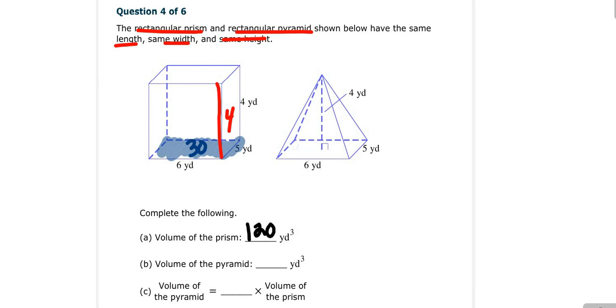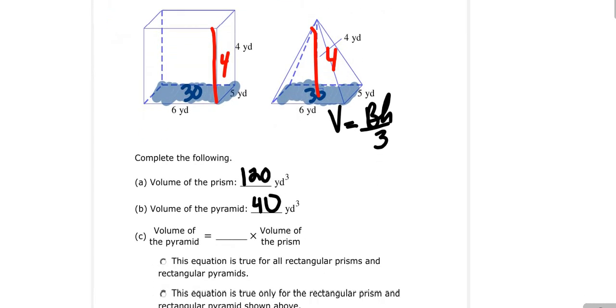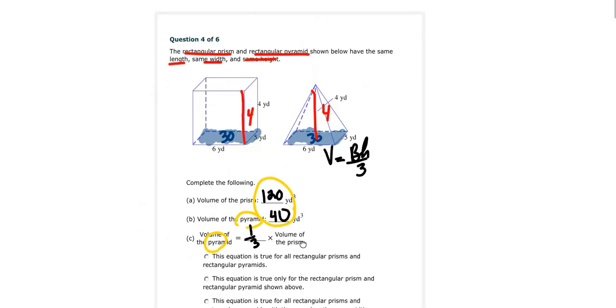Volume of the pyramid is base, same length and width. So our base is still 30. Our height is 4. But the volume of a pyramid is base times height over 3. Therefore, it's 120 divided by 3. So it is 40. So in comparison, the pyramid is 1/3 of the prism. The pyramid is 1/3 of the prism with the same length, width, and height.